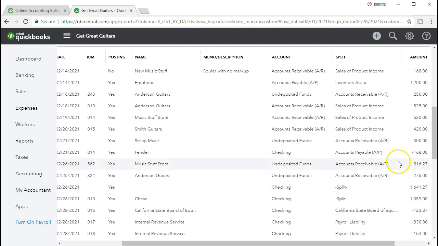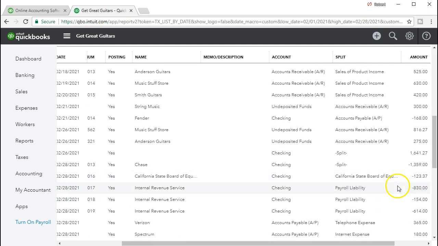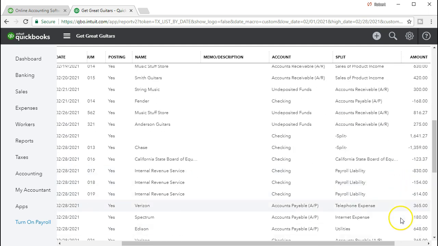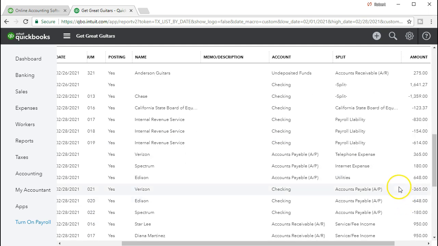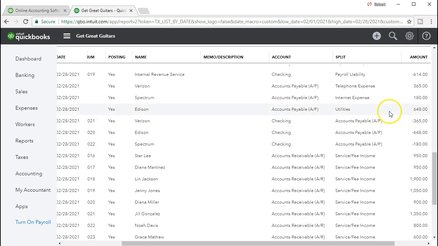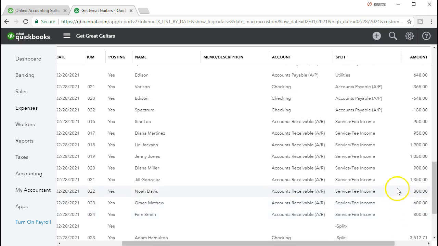Again, the ordering could be different, but the amounts should be the same as we go through here. So you want to just check these off for the entire month of February. And if there are any differences, you can look at these splits and whatnot as well.